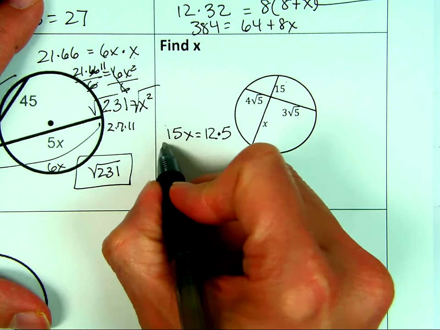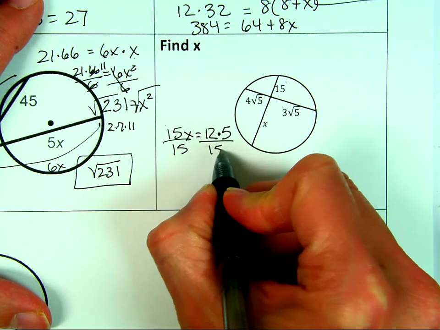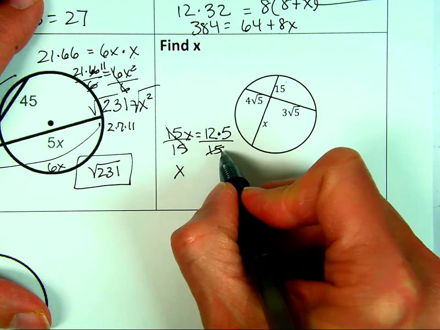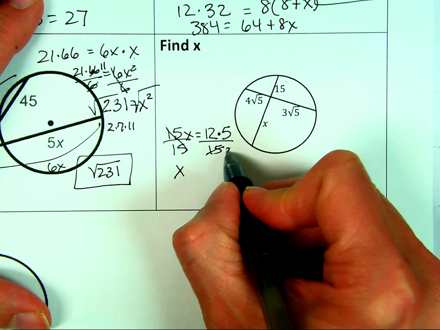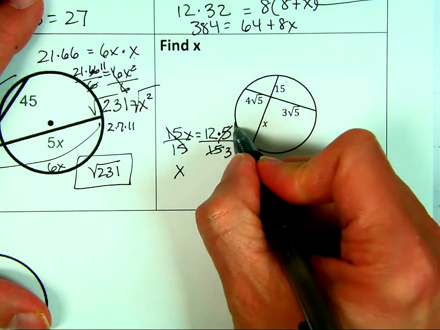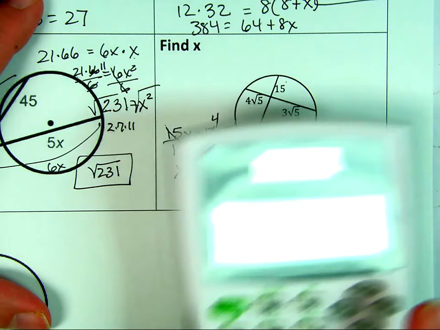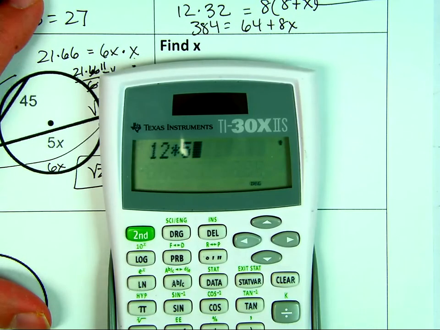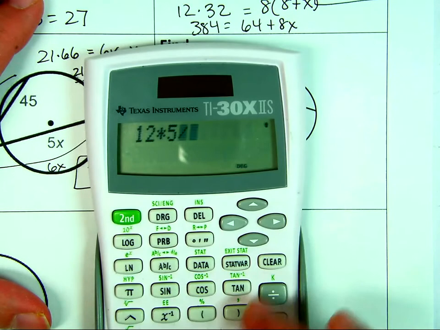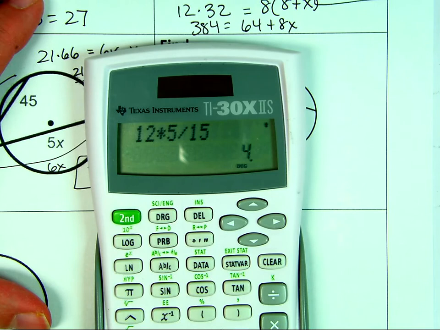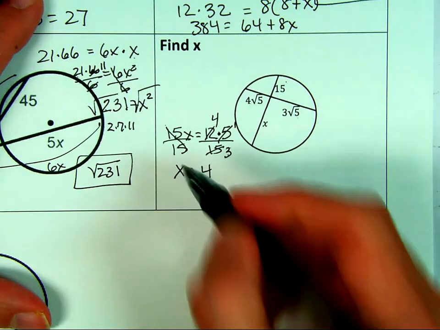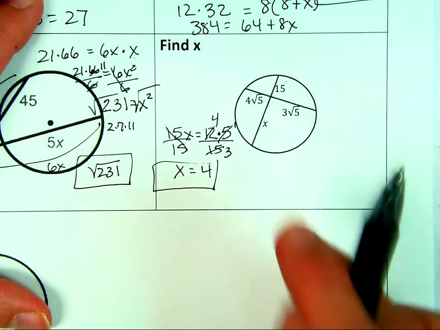And if I divide both sides by 15, 5 goes into there 3 times and 5 goes into there once, and then 3 goes into there 4 times, so the answer is 4. But if you wanted to do 12 times 5 divided by 15, you would also get 4 if you did it on your calculator. Okay, and it said find x, and I found x.